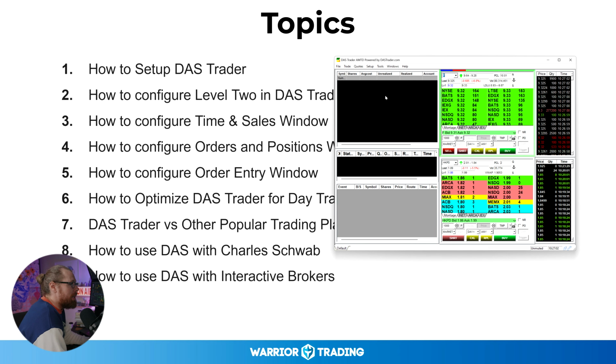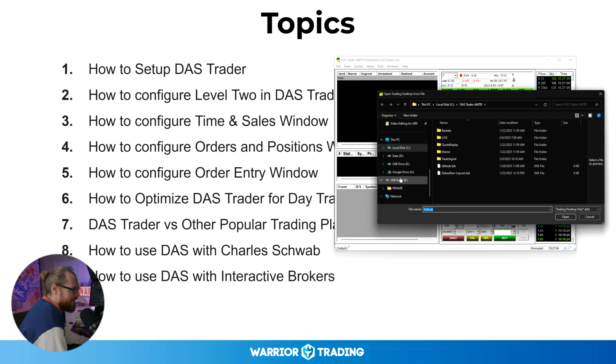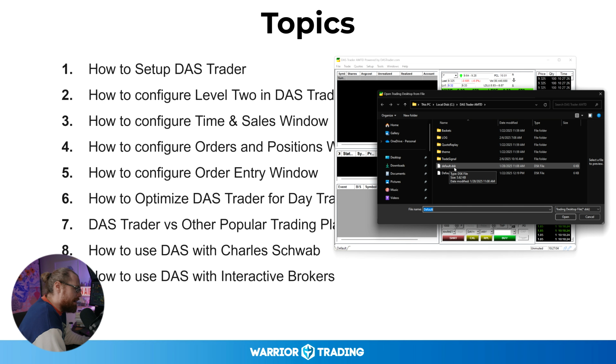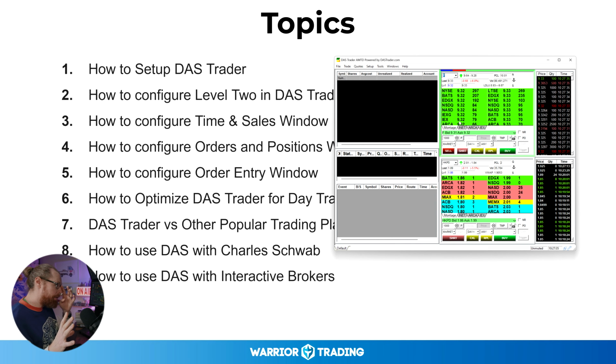So if you want to load my layout, what you do is you download it. You then go to File, you go to Open Desktop, and if it's in your Downloads folder, copy that file. Go over to your C drive, go to the DAS Trader folder, and then put it in the folder. You can call the file whatever you want, but it has to be named default.dsk if you want it to automatically load that file every time you start the platform. So you might want to rename it to default.dsk. All right, so then you open it, and boom, you're going to have the exact same layout that I have.